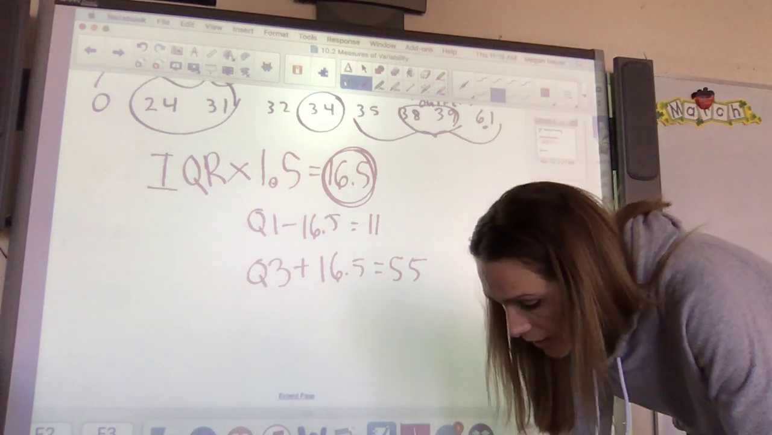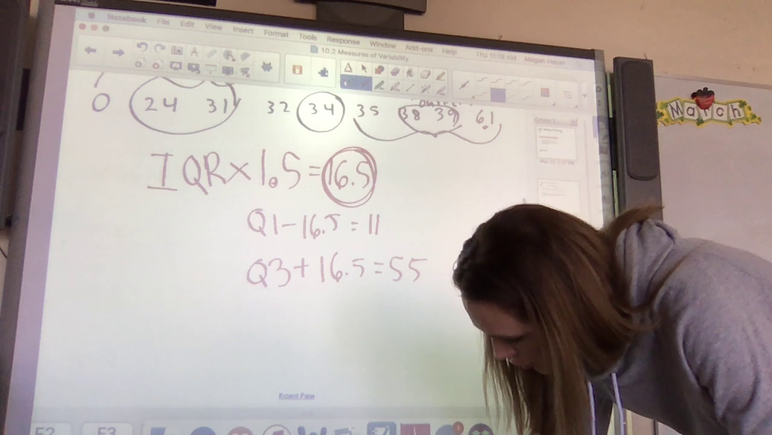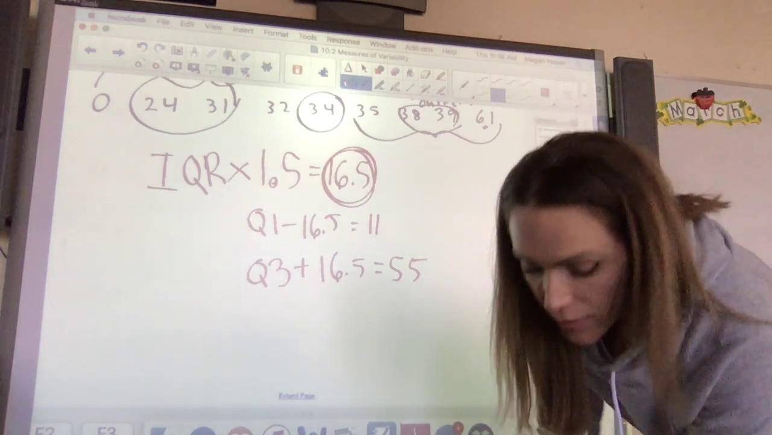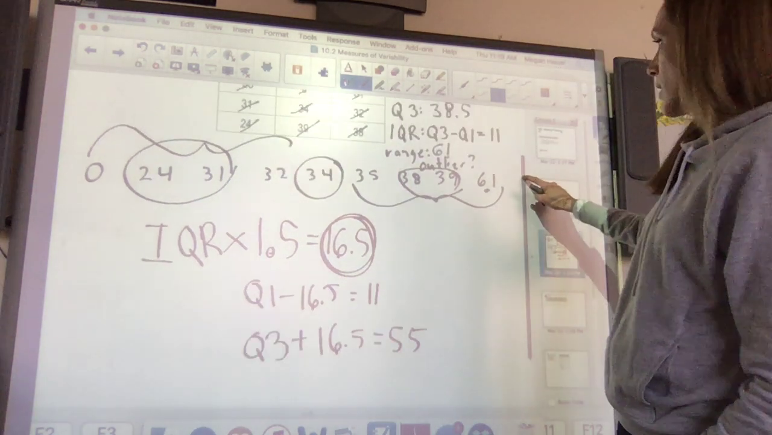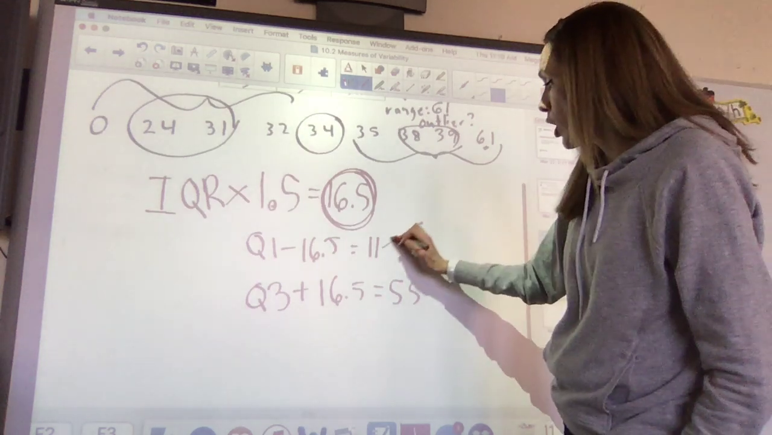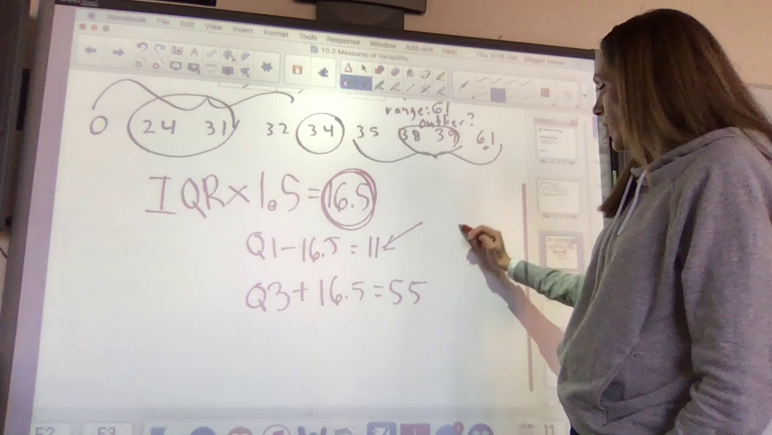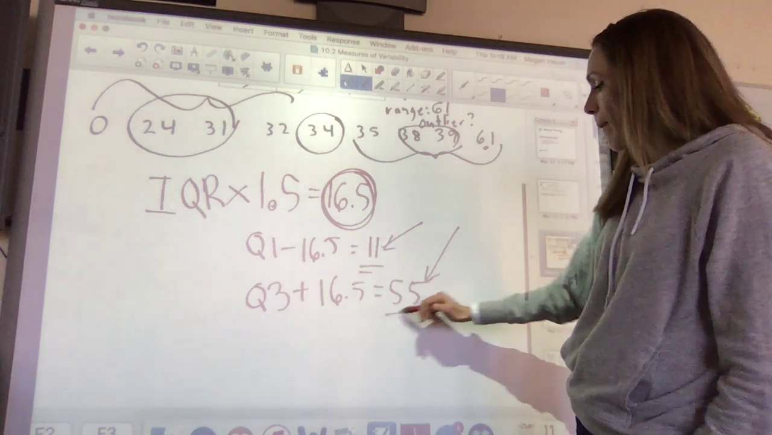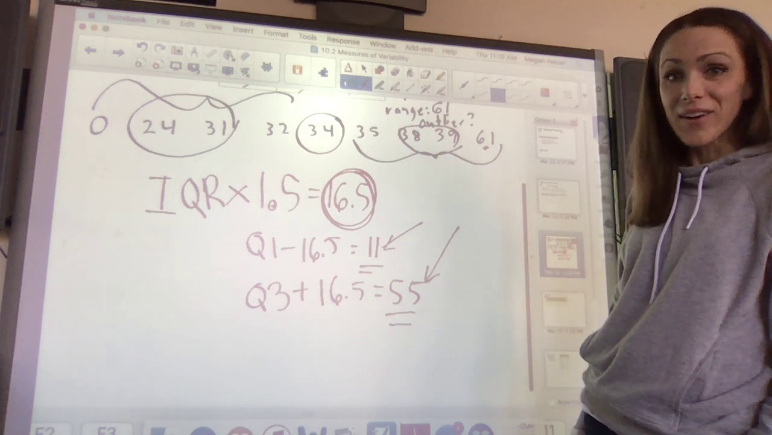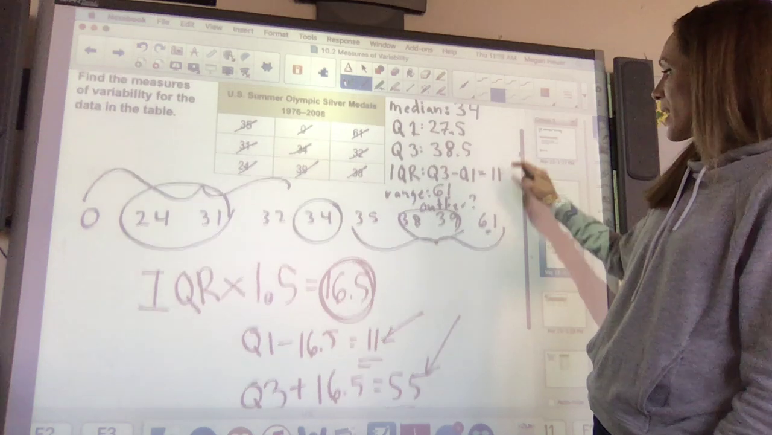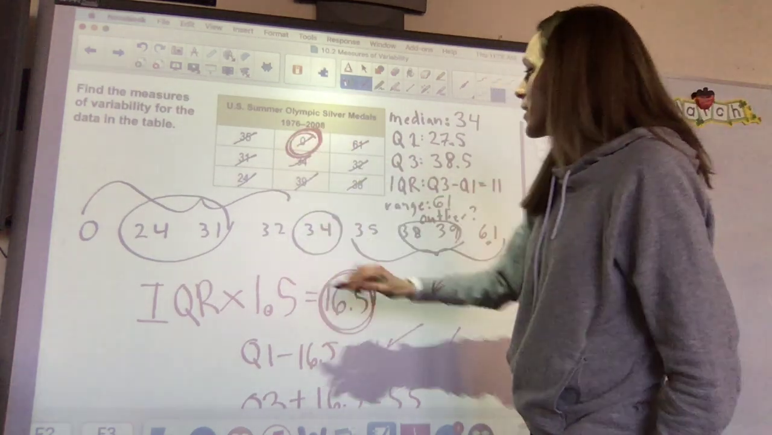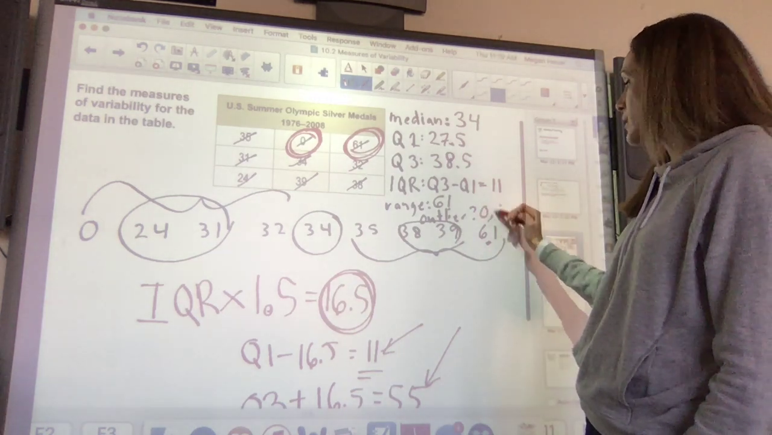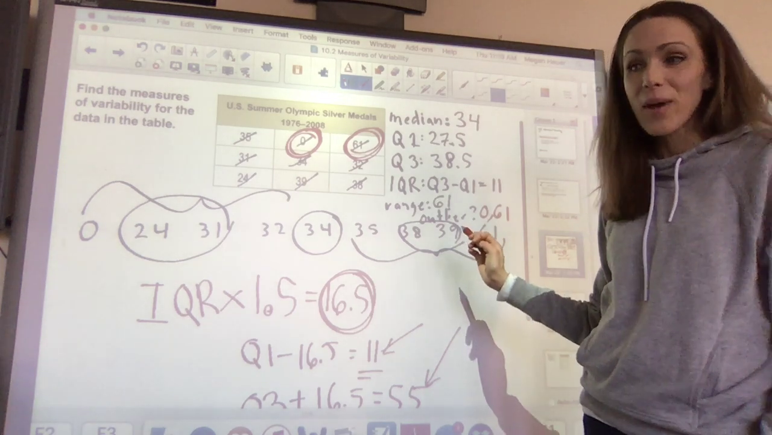So we can look at this, and we might have been like, I'm not sure if there are any outliers. Well, there are actually 2 outliers, because there's a number below 11 and there's a number above 55. So if there's a number below this or above that, then they are outliers. So both the numbers 0 would be an outlier and 61 would be an outlier. So we actually have 2 outliers. A lot of times you won't have any outliers, but in this case you have 2.